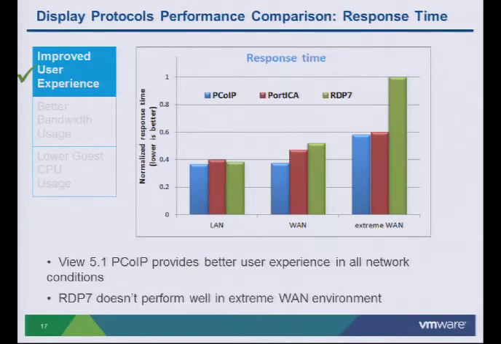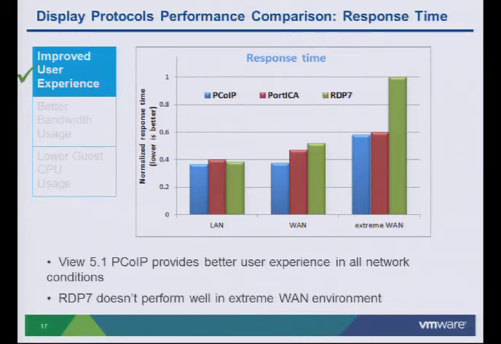So that is normalized as 1.0, and everything is scaled with respect to that. Now, if you look at the result for the LAN condition, we see that almost all three protocols have lower response time, and they are quite usable. But if we move to WAN, we see that PCoIP is handling quite well. It still has lower response time compared to both Port ICA as well as RDP.